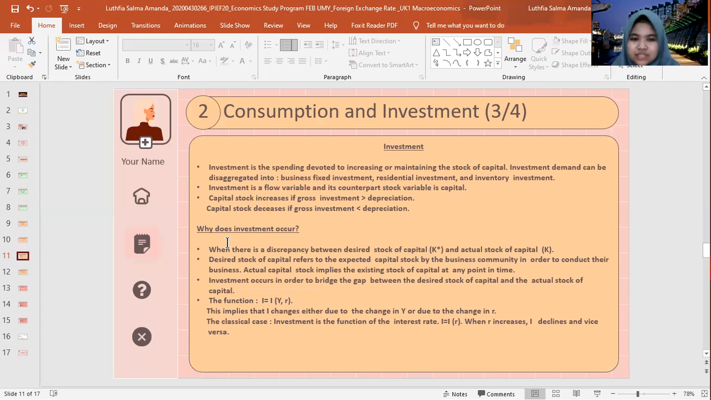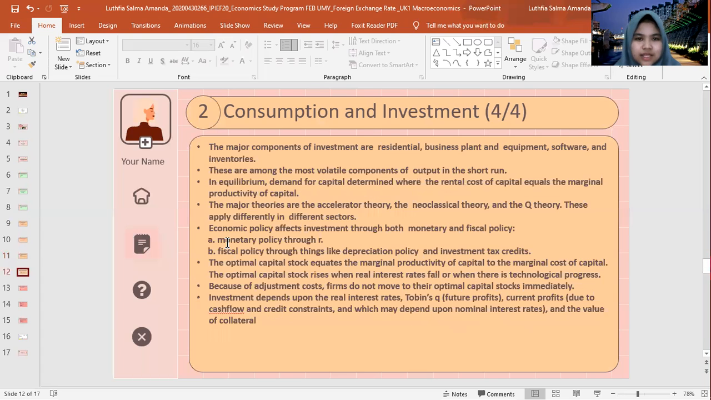The investment function is I equals I(Y, r). This implies that I changes either due to a change in Y or due to a change in r. In the classical case, investment is a function of the interest rate. When r increases, I declines, and vice versa. The major components of investment are residential, business plant and equipment, software, and inventories. These are among the most volatile components of output in the short run.